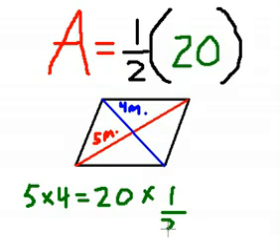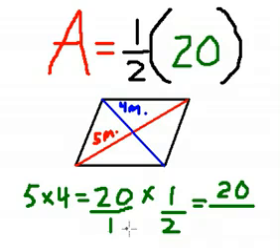Now, since we're multiplying times a fraction, we need to make the 20 a fraction too. And to do that, you simply put 20 over 1. Now, multiplication of fractions is pretty easy. You simply multiply the numerators, 20 times 1, which is 20, and multiply the denominators, 1 times 2, which is 2. Now we've created the fraction 20 over 2, or 20 halves.